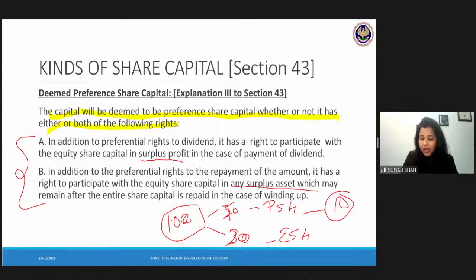So here we are talking about a right where the preference shareholder can equally compete with the equity shareholder on this surplus profit. So the explanation says whether the preference share capital comes with the right to participate in this surplus profit or not, it will be deemed to be a preference share capital. So if the preferential right to dividend is there, it is a preference share capital. If there is a preferential right to repayment of the amount, it is a preference share capital. Is that clear?